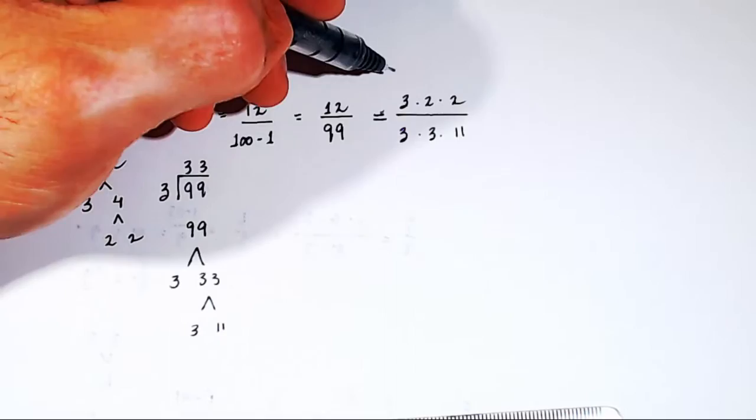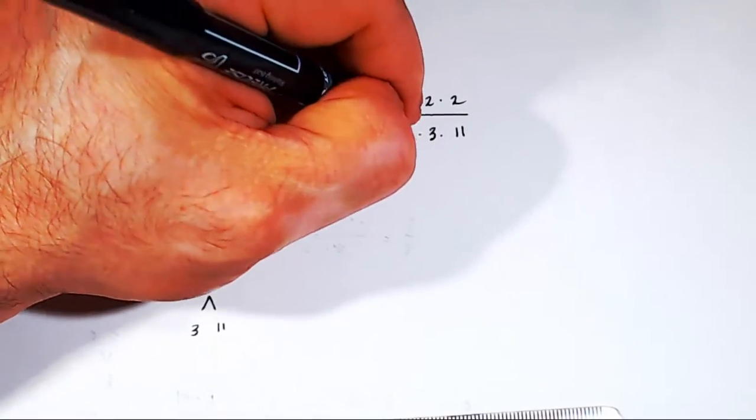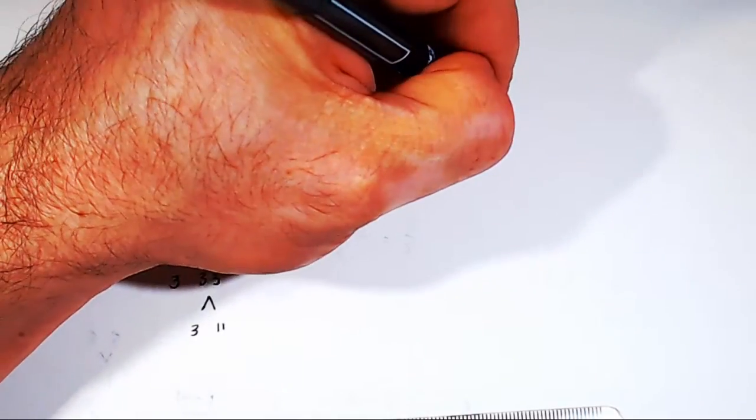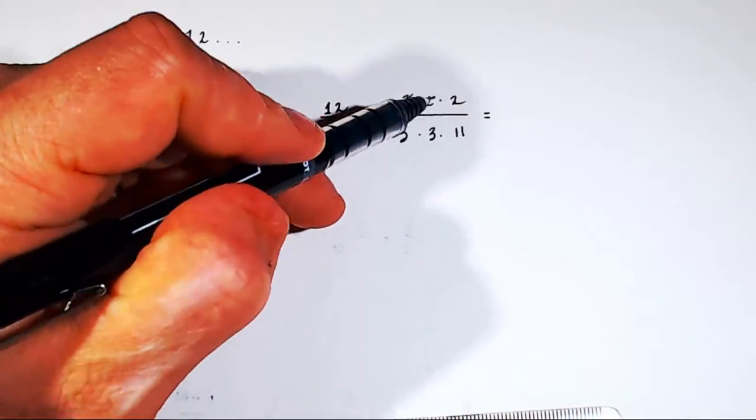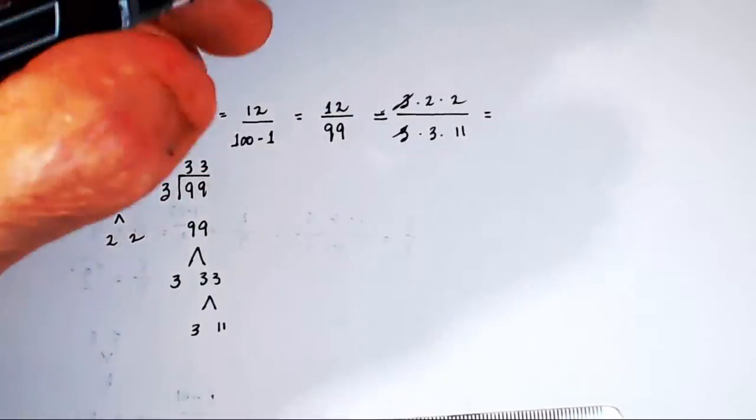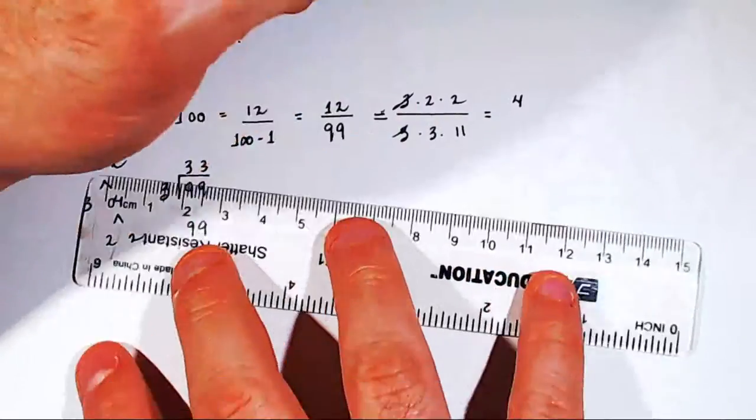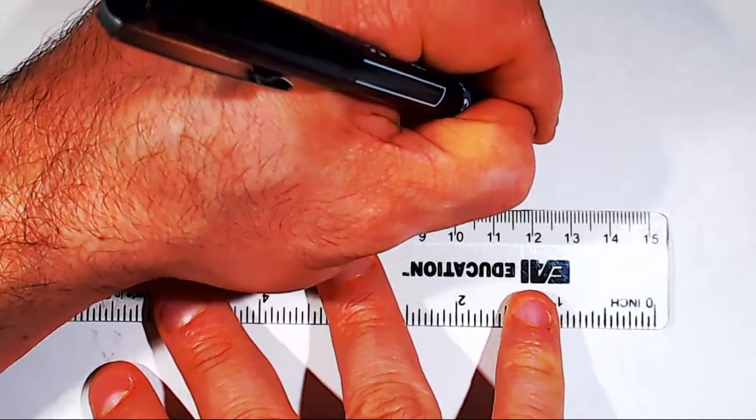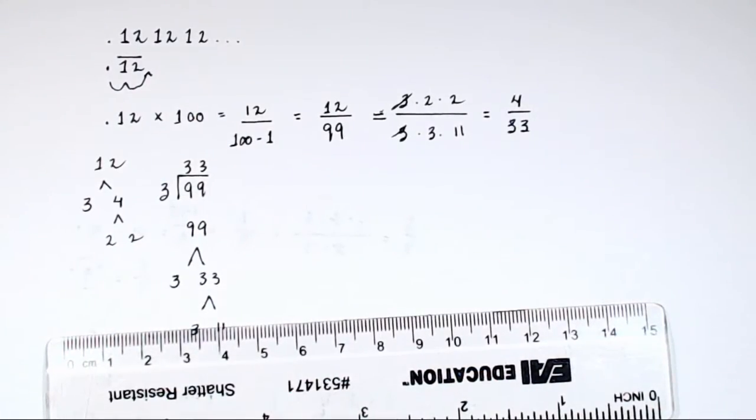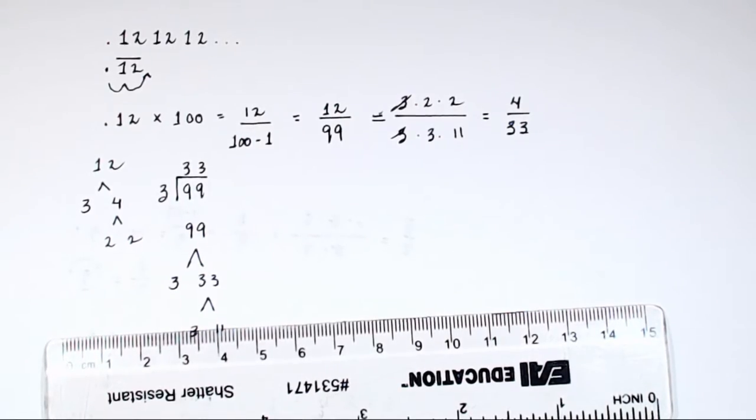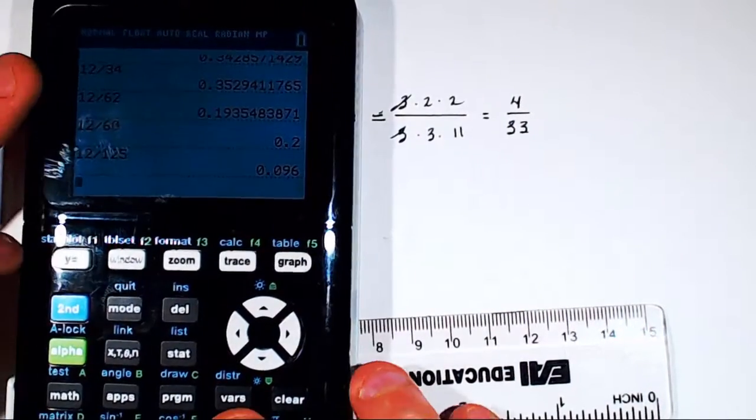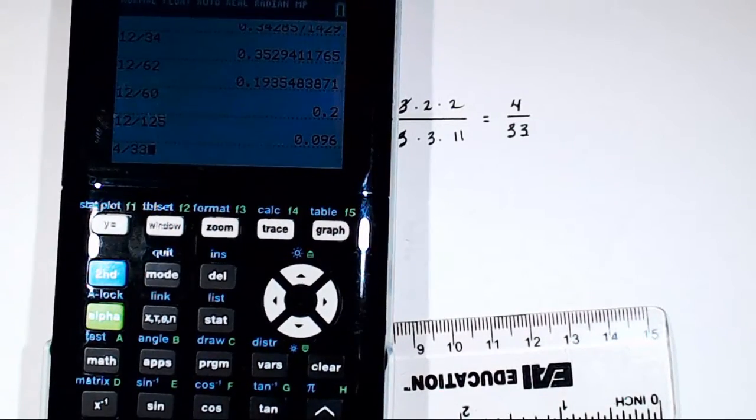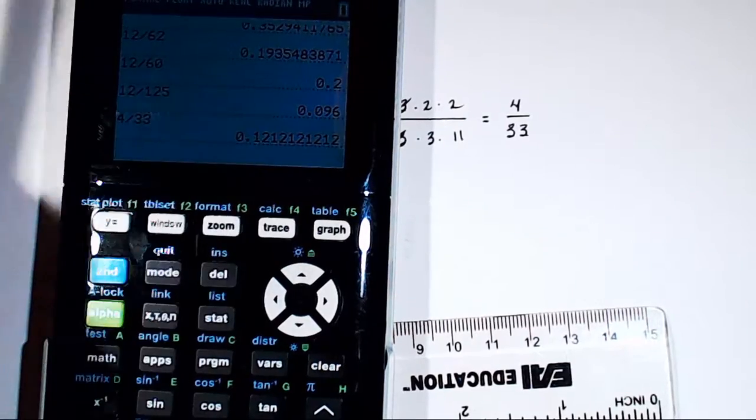Cross out what exists on both the top and the bottom. I can cross out one 3 there. Let's rewrite what's left. We have 2 times 2 over 3 times 11. What's 2 times 2? That's 4. What's 3 times 11? 33. So 4 over 33. Does 4 over 33 equal 0.12 repeating? 4 divided by 33 equals 0.12 repeating.